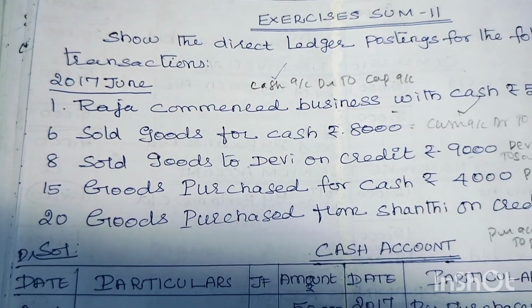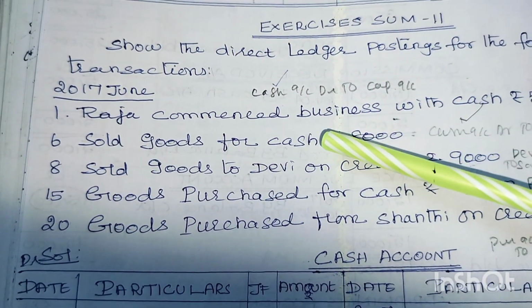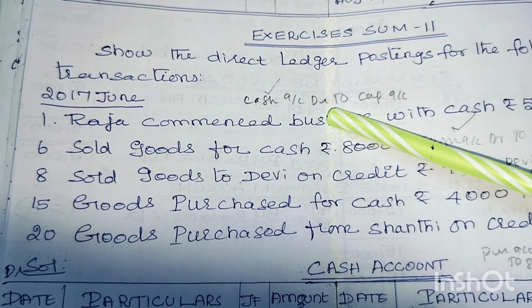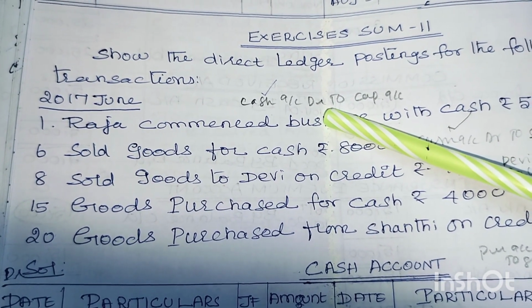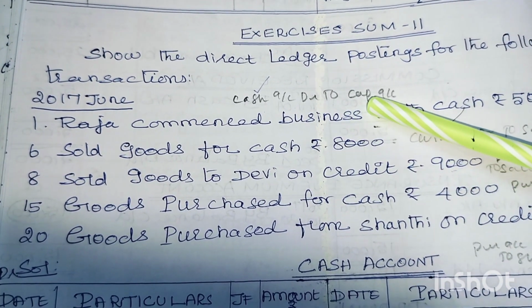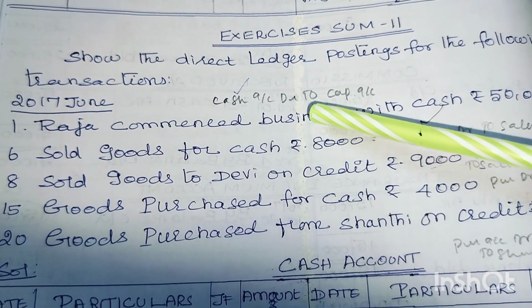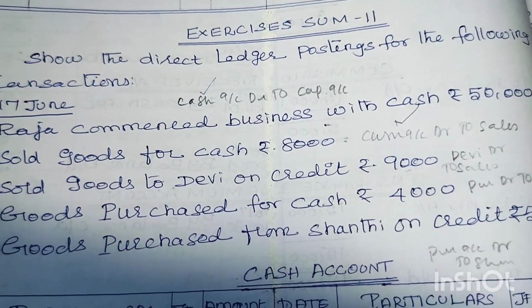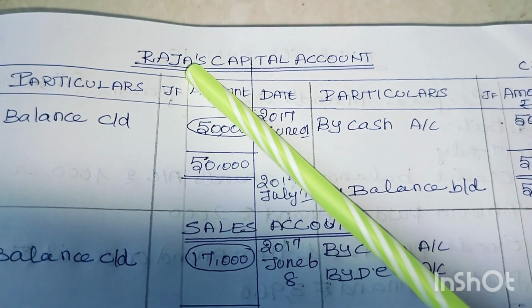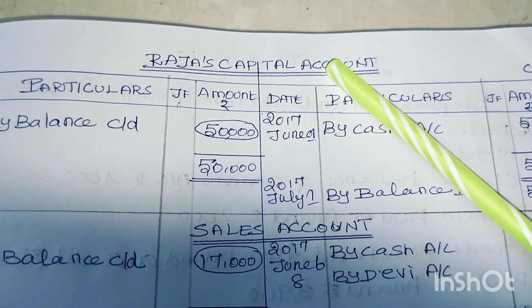So we posted the cash account on the ledger. What is the next respective account to be posted on the ledger? That is the capital account. Here only one capital transaction occurs. So we go to the ledger and open Raja's capital account on top middle.